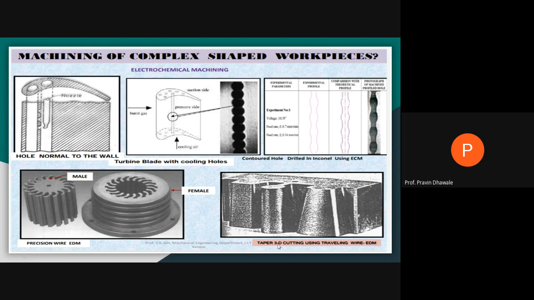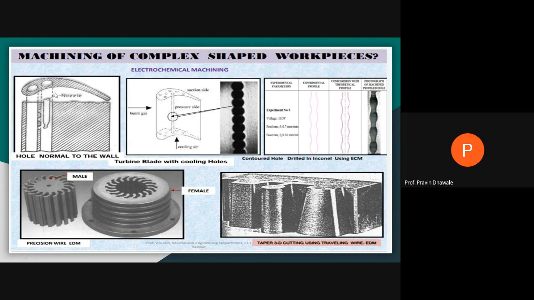Then tapered 3D cutting using traveling wire cut EDM. This 3D cutting means three-dimensional cutting. You have a large dimension at the base, and as we go up altitude-wise, the taper is to be provided for the certain region, and that will be possible by using the non-conventional machining processes.